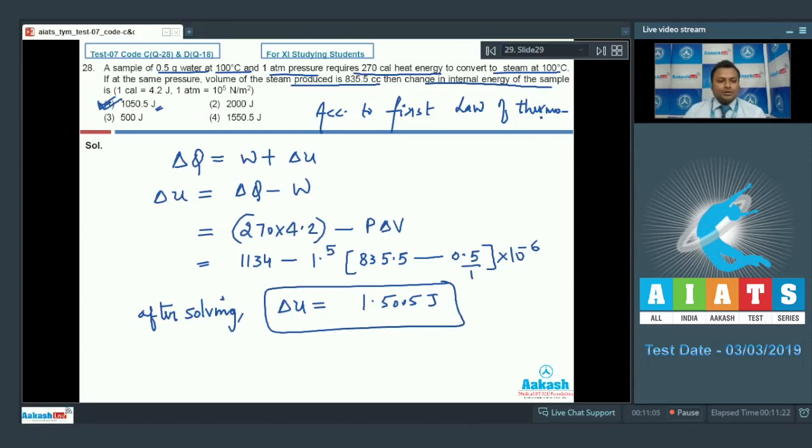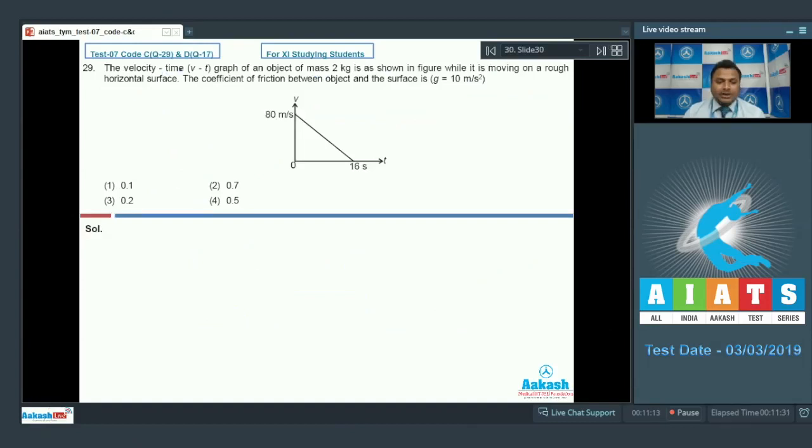Let us proceed to the next question, question number 29. The velocity time graph of an object of mass 2 kg is shown in figure. While it is moving on a rough horizontal surface, what will be the coefficient of friction between the object and the surface? Take g equals 10 meter per second square. From the graph we can say that the speed is linearly decreasing, so the friction force is decreasing the speed, acting as a retarding force.